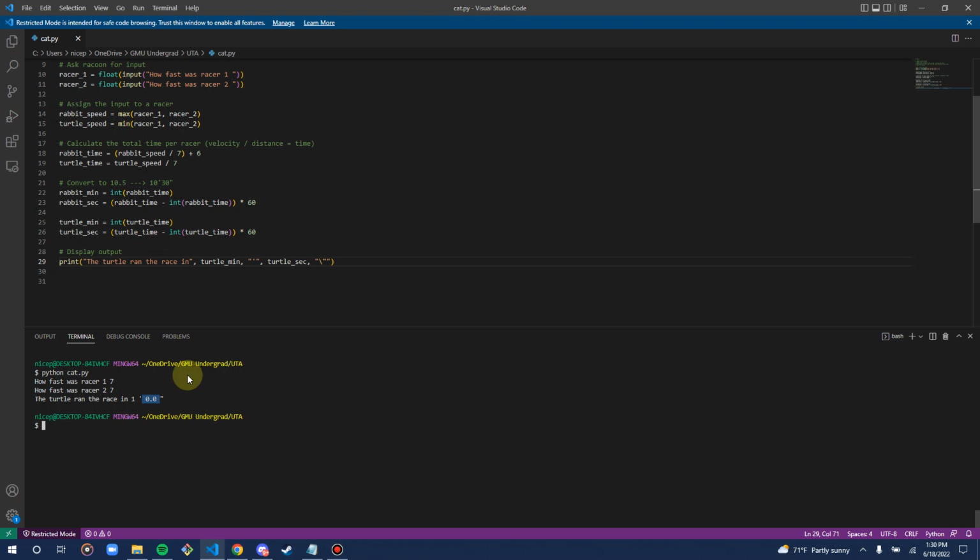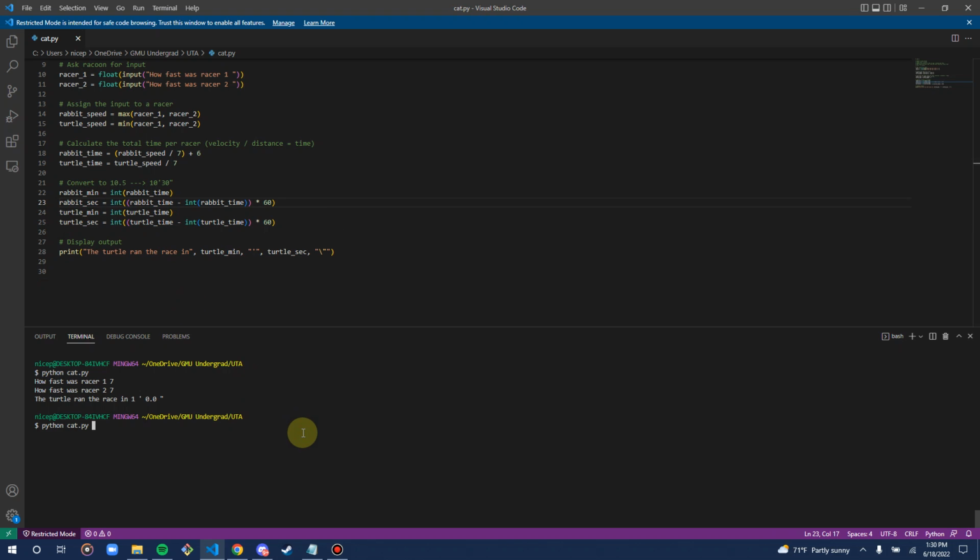So a couple things here is, one, we don't want this to be a float. I forgot to deal with that up here. So I'm going to wrap these in an int, to get rid of that 0.0 because we don't want that. I'm going to put that in parentheses, and then I'm going to make this an int. Let's just retest that real quick just to make sure we have 0. We do now. So yeah, it took the turtle 1 minute since he's traveling 7 yards per minute and runs 7 yards.